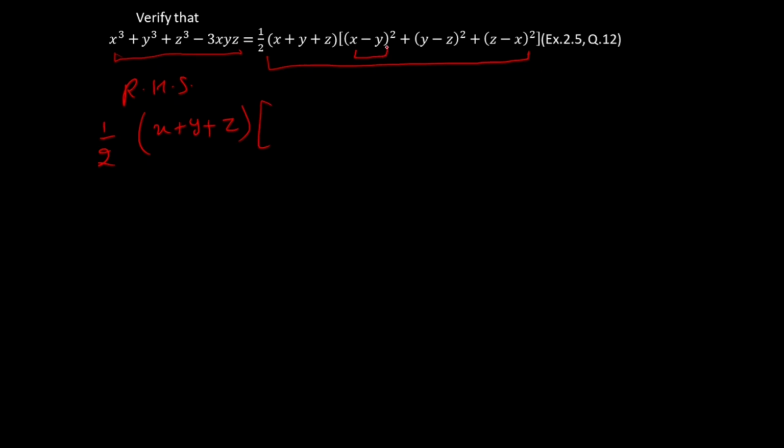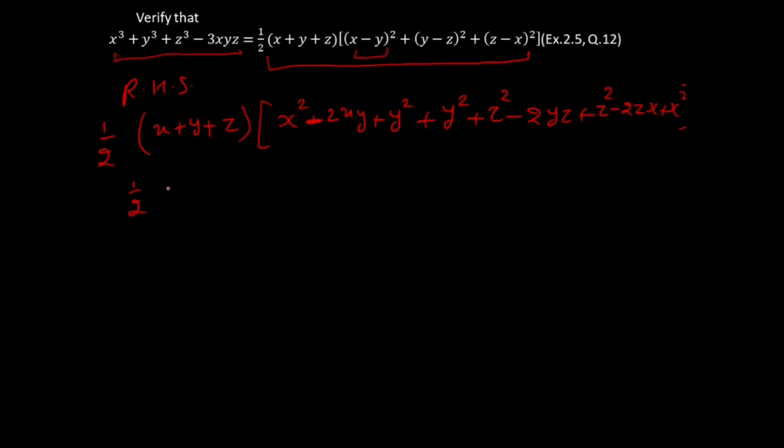I'm opening this identity directly, so that is x square plus 2 times xy. No, this is negative, so that will be negative. Positive y square plus, open this, that is y square plus z square minus 2 times yz, plus z minus x whole square. This is z square minus 2 times zx plus x square.